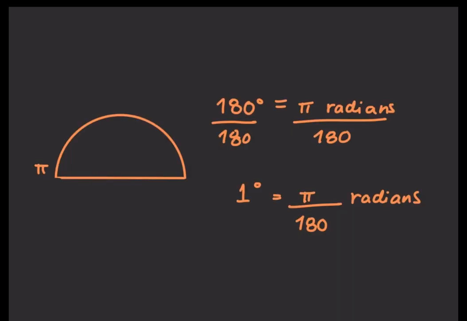We isolate the degree and divide both sides by 180, and we are left with 1 degree equals pi over 180 radians. The core rule is that since half a circle, meaning 180 degrees, equals pi radians, then every degree can be converted to radians by multiplying by pi over 180, and sometimes you will need to simplify your answer, but this is the main rule.